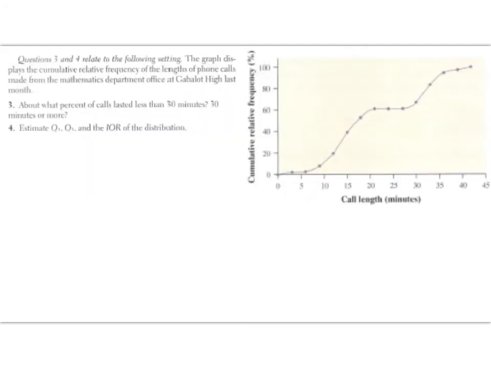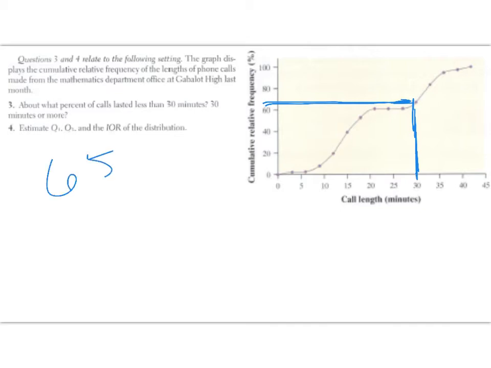Okay, so questions 3 and 4 here refer to this cumulative relative frequency graph here on our right. The graph displays the cumulative relative frequency of the lengths of phone calls made from the mathematics department office at Gabalot High last month. So question 3 wants to know about what percent of calls lasted less than 30 minutes. So down on my x-axis here, I have my call length. So if I go find my 30 minutes here, and I go up, I hit, let's go with about 65.